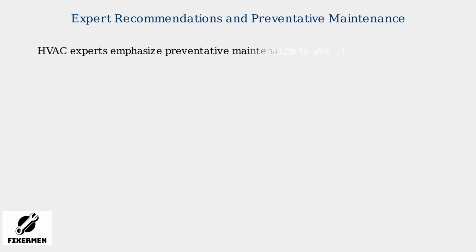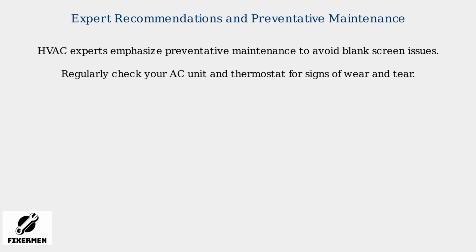HVAC experts strongly recommend preventative maintenance as the best way to prevent blank screen issues on American Standard AC systems. This proactive approach can save time and money while keeping your system running smoothly. Start by regularly inspecting your AC unit and thermostat for any signs of wear and tear, such as loose connections or unusual noises. Catching small issues early prevents them from escalating into major problems like display failures.